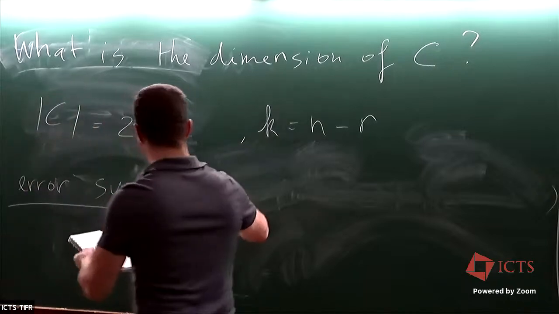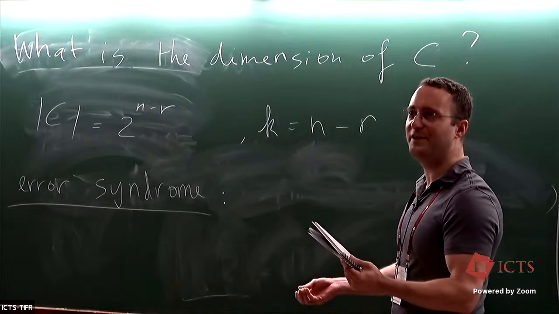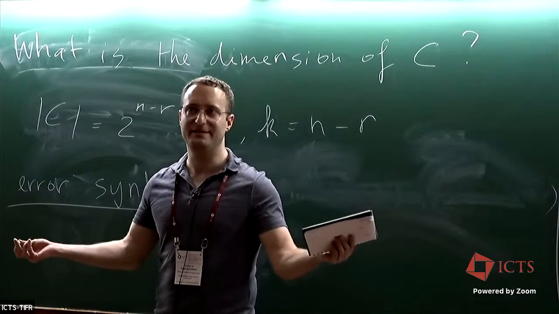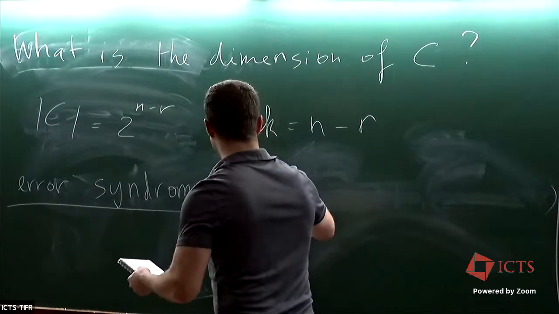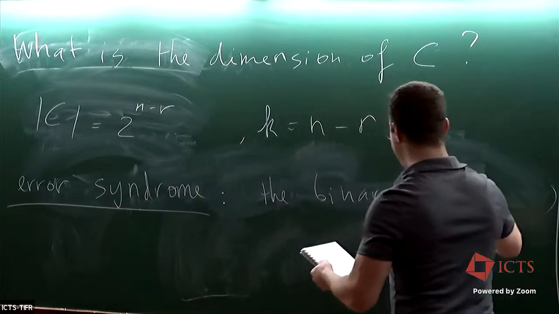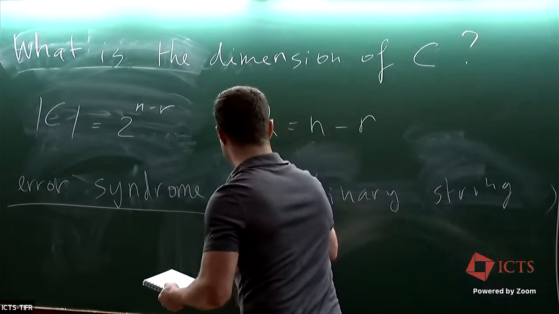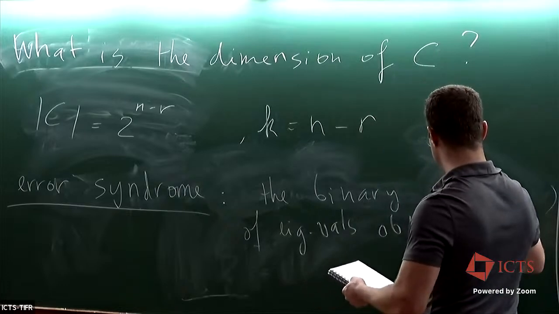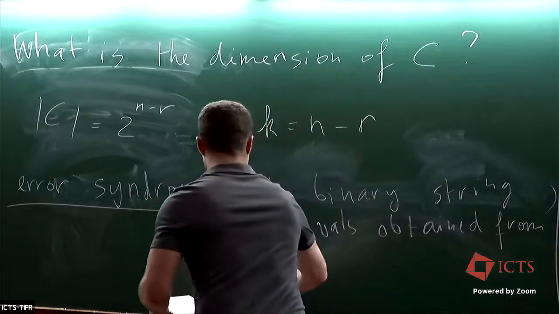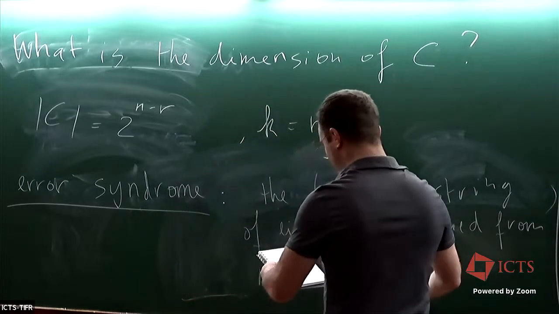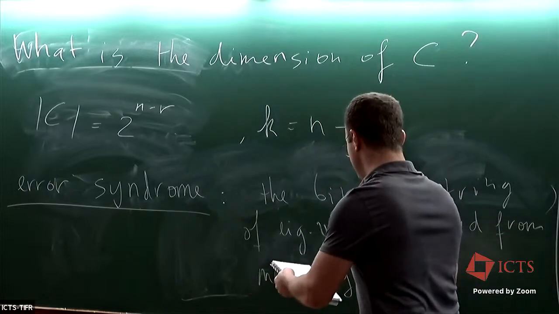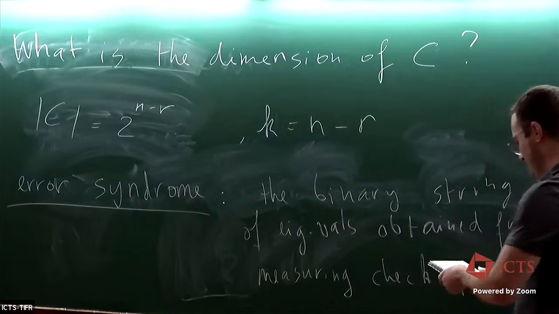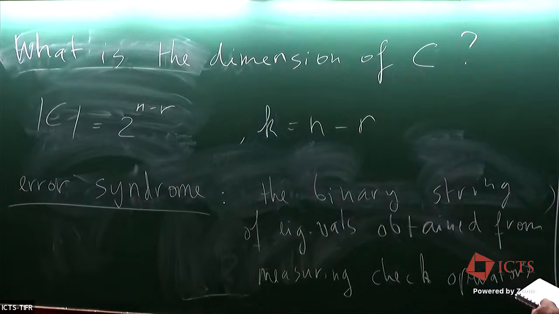Error syndrome. A syndrome is something you get when you do a diagnosis. When you check the measurement operators, you get the eigenvalue of a state, and it can be +1 or -1. You get a binary string, and this is the syndrome. So it's a binary string of eigenvalues obtained from measuring the check operators. It's what we're going to do when we do error correction: we're going to measure the error syndrome. Good. I think this summarizes the jargon, and now we'll get to some examples.